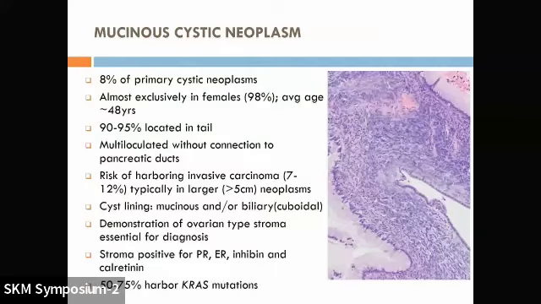The cyst lining is classically mucinous or biliary type, as you see over here. This is the more classic morphology of an MCN showing this mucinous lining. And over here, you can see the biliary epithelium, and this characteristic ovarian-like stroma, which is essential in the diagnosis of this entity. This stroma is typically positive for progesterone receptor, estrogen receptor, inhibin, and calretinin. MCNs can also have mutations, and the most common are KRAS mutations, which can be seen in up to 75% of the cases.